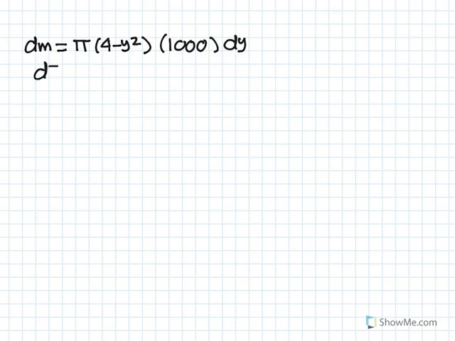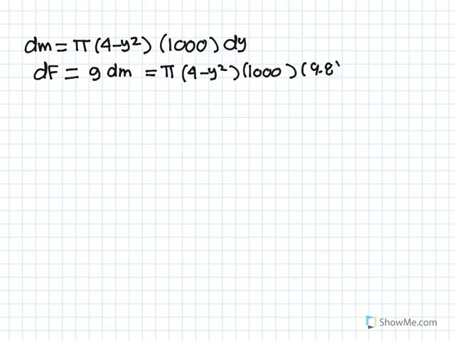Let's find the differential force. dF is equal to gravity times the differential mass. So we get pi times 4 minus y squared times 1,000 times 9.8 times dy. This represents the force needed to overcome gravity acting on the mass of water in this thin circular disk at height y. Let's find the differential work.